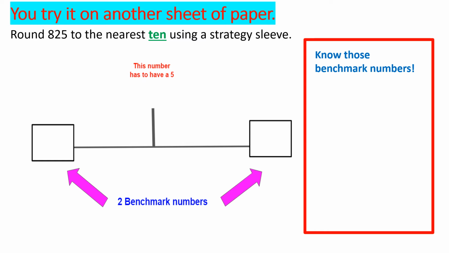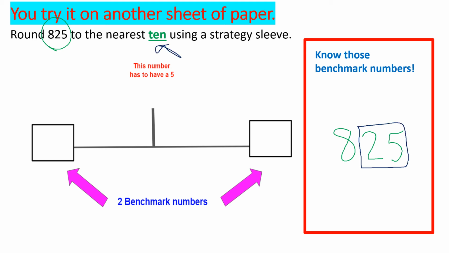Okay, now on your sheet of paper, you're going to see in the top left box a strategy sleeve. And what you need to do is, do you see the number 825? I want you to try this one on your own. I want you to write 825 in your workspace. I want you to box in 25 because remember, we're rounding to the tens place, and that's only 2 places. All right, I want you to fill out the benchmark number up here, the benchmark number down here, and that's going to be done in your workspace on your sheet of paper.